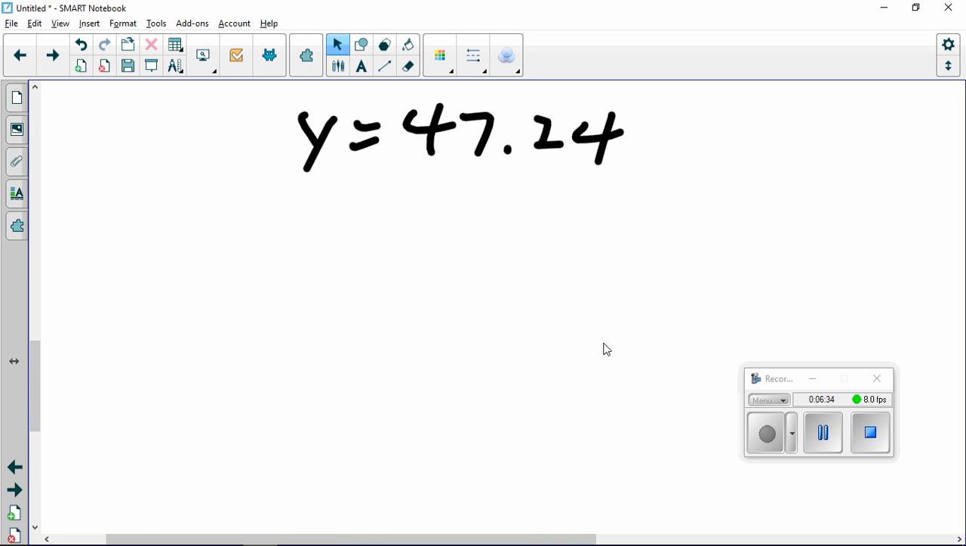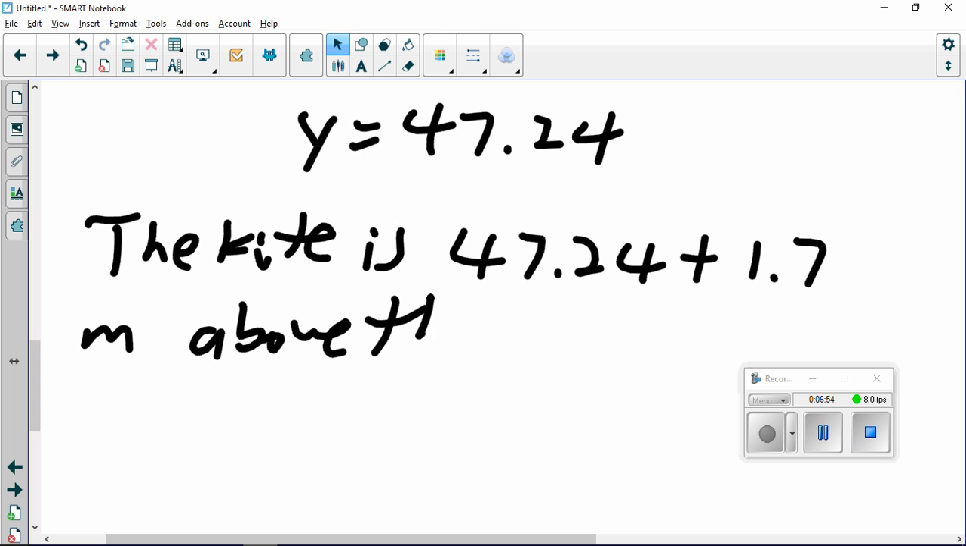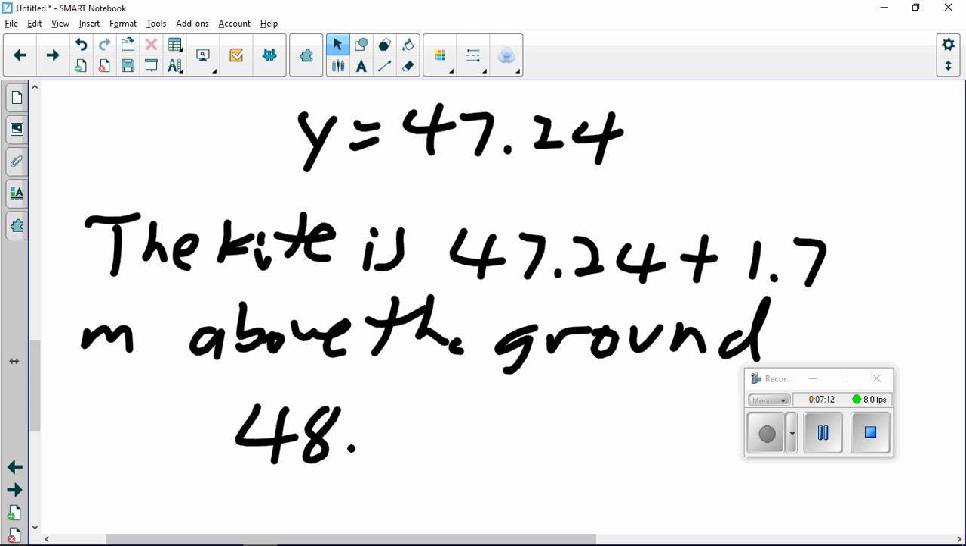So if y is 47.24, the kite is 47.24 plus 1.7 meters above the ground. So that makes our final answer 47.24 plus 1.7, 48.94 meters above the ground.